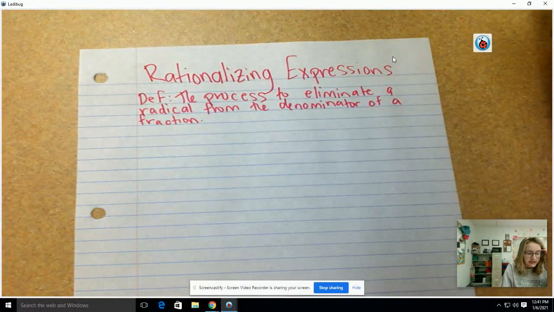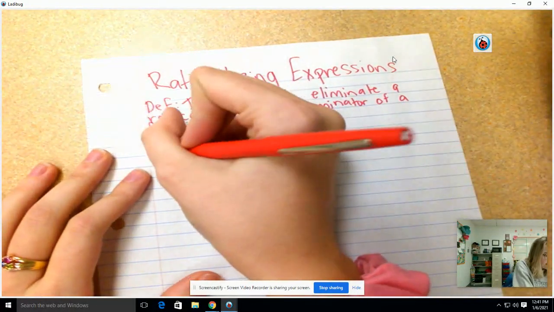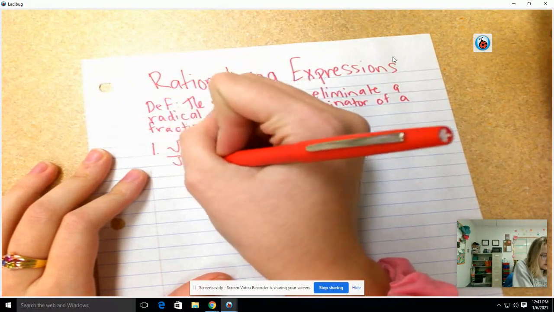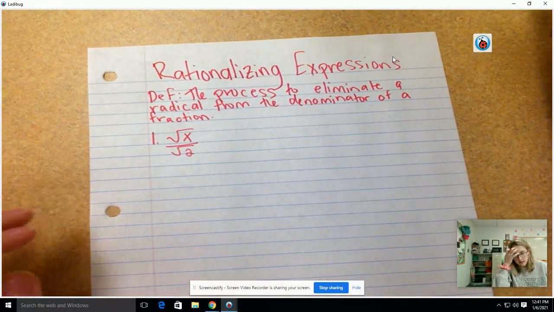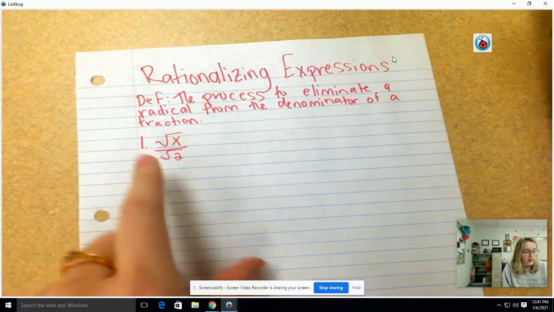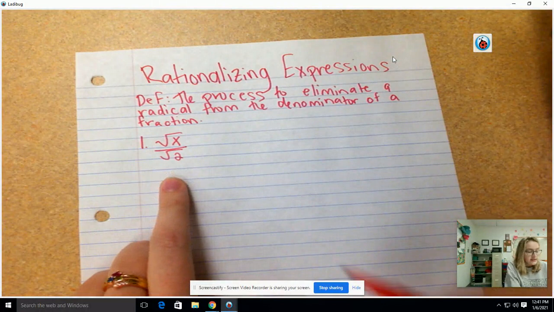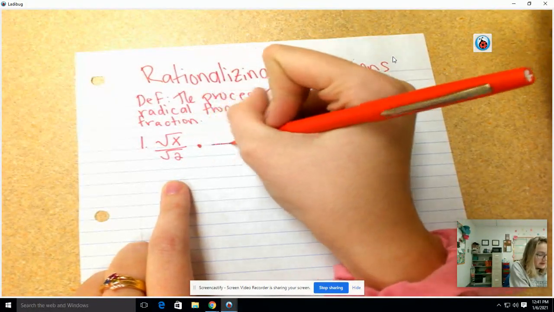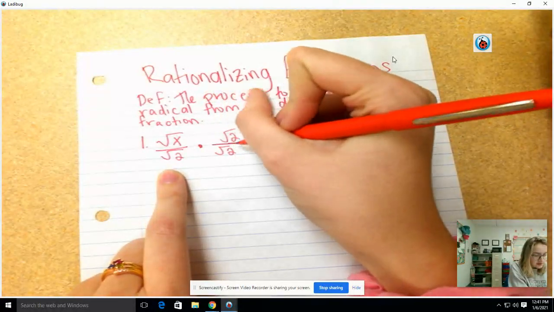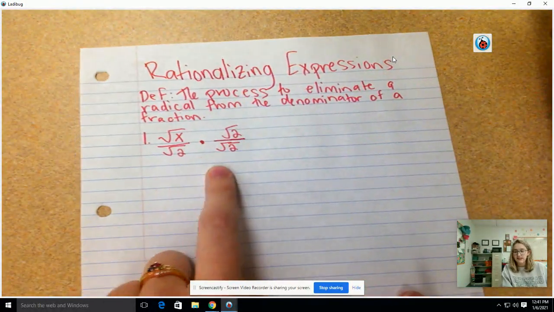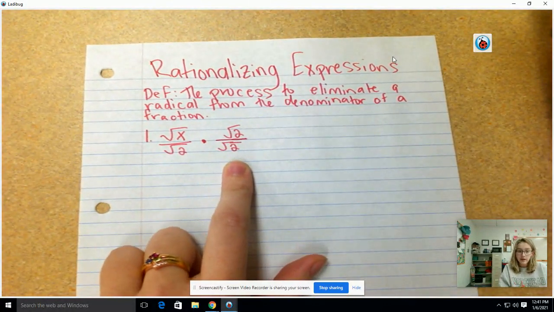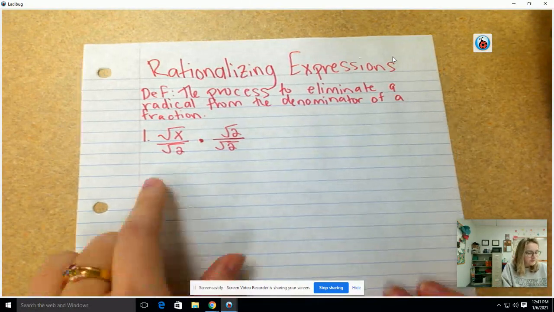So for instance, if we have an example, we have the square root of x over the square root of 2. So we have a radical in the bottom. We do not want that. So the way that we get rid of radicals in the bottom is we multiply the top and the bottom of a fraction. So essentially we're just multiplying this fraction by a fancy form of 1. Because radical 2 divided by radical 2 is still going to give you the number 1, kind of like 5 divided by 5 is 1 as well.